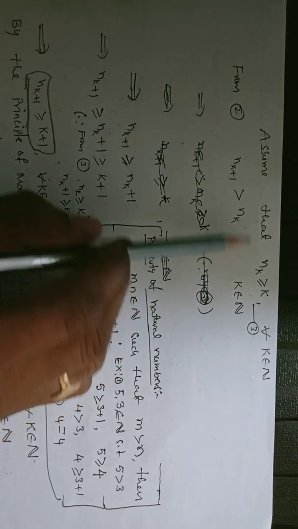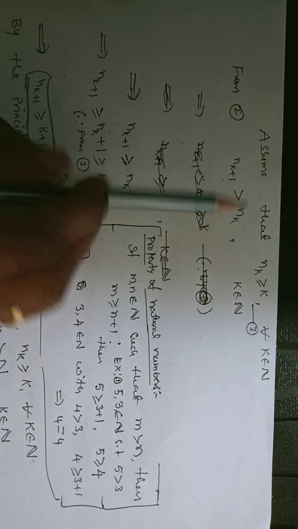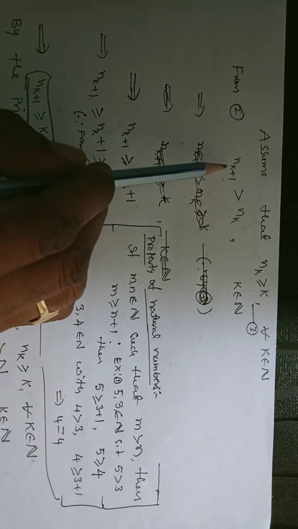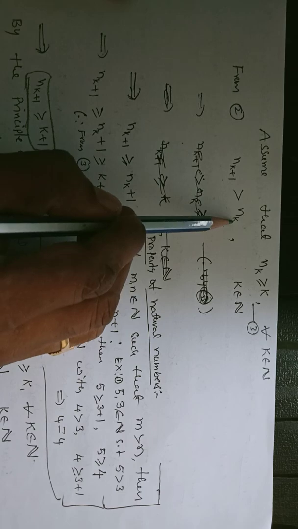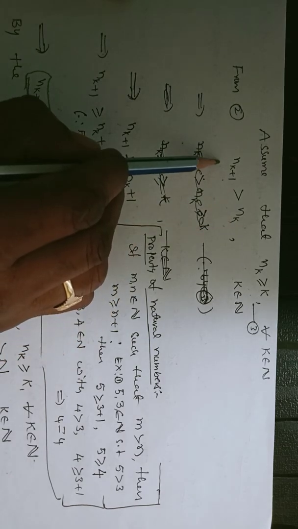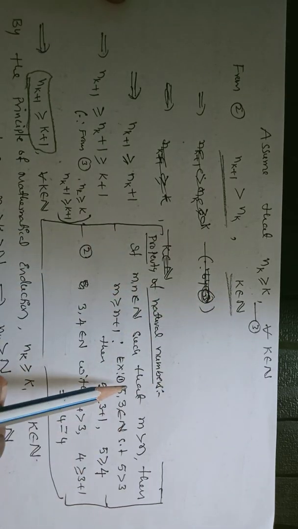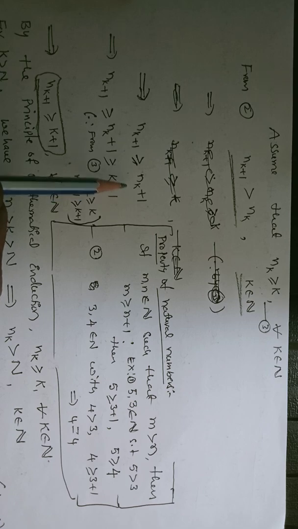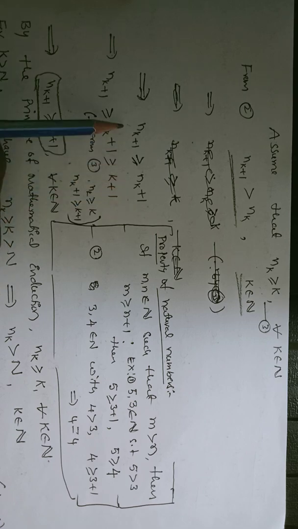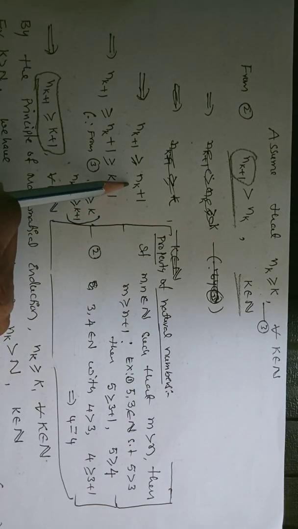For that, from equation 2, from the above equation, nk plus 1 is greater than nk. Yes, from equation 2, nk plus 1 is greater than nk, because nk is a strictly increasing sequence of natural numbers. The number nk is smaller than the next, (k plus 1)th term. This condition is true for any natural number k. So now I am taking nk plus 1 is greater than or equal to nk plus 1.